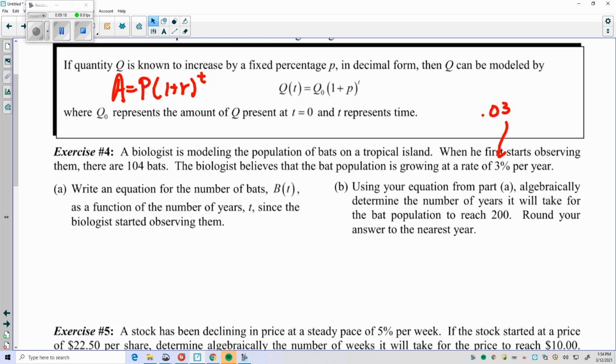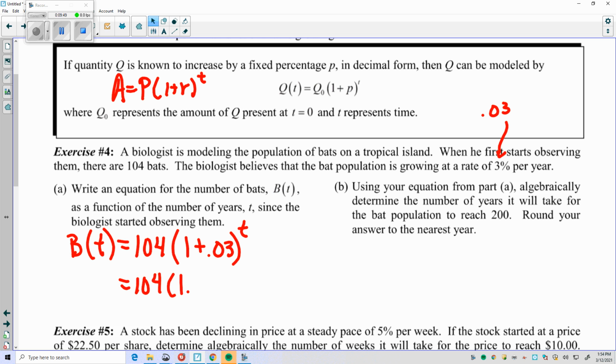So we're going to write an equation for the number of bats as a function of the number of years. Okay, so number of bats according to time, function of time. So we start off with that P value, or that Q sub 0 value, that's your initial amount that we have, times 1 plus R, R being the rate, and our rate we said was 0.03. And then we have our exponent. So very similar to what we had before. All right, we could simplify this. This is going to be 104 times 1.03 to the t.